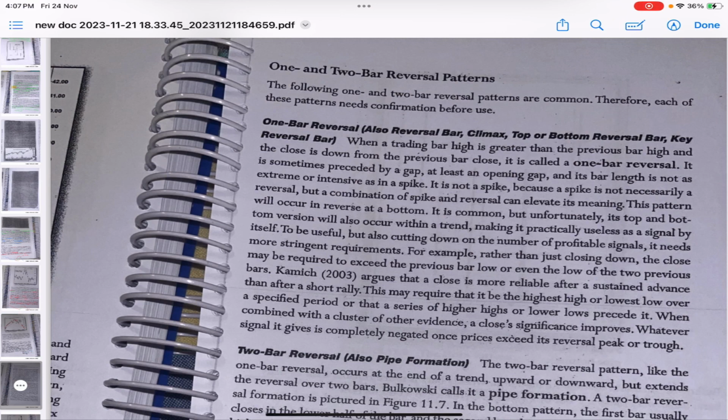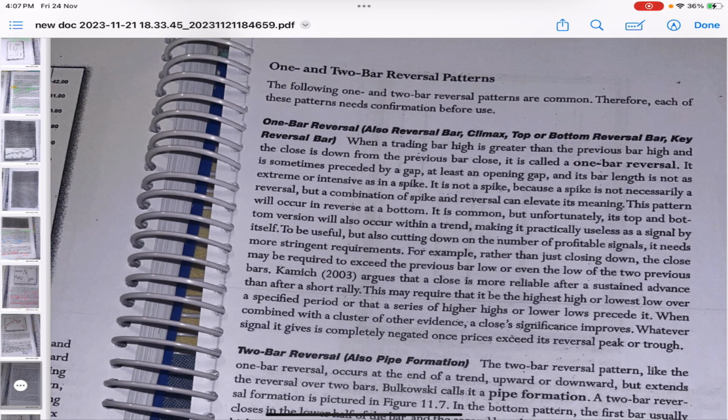So when a trading bar high is greater than the previous bar high and the close is down from the previous bar close, it is called a 1 bar reversal. So if the high is higher than the previous high and the low is lower than the previous low, then it is known as a 1 bar reversal. And sometimes it happens along with a gap, at least if not an entire gap, then at least an opening gap. And its bar length is not as extreme or intensive as in a spike.